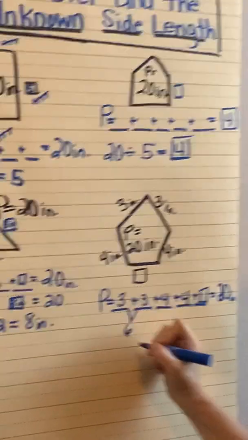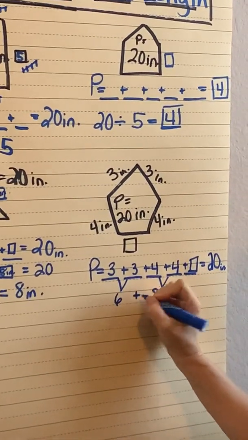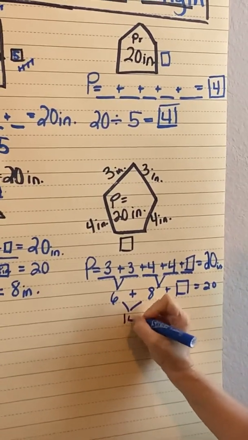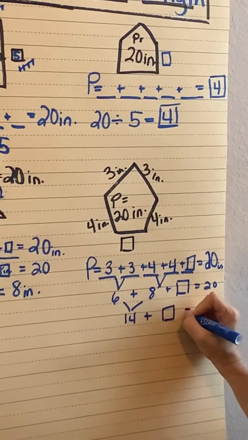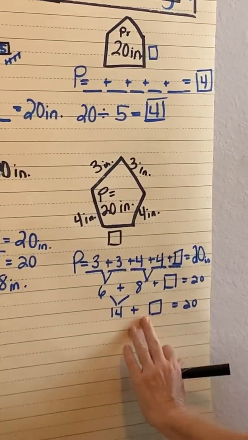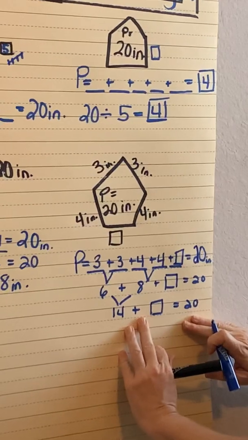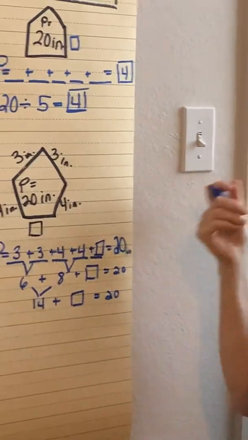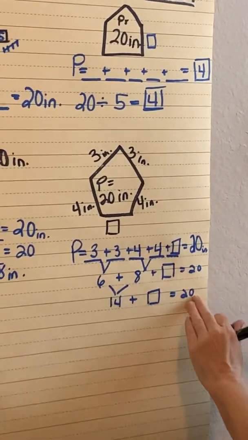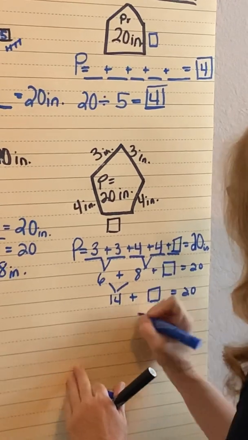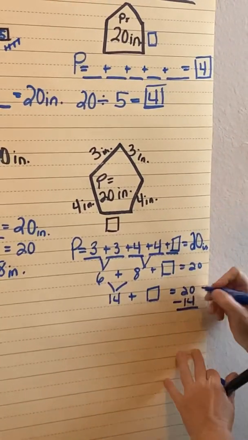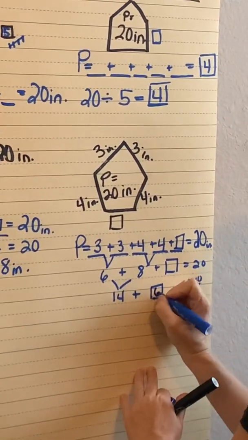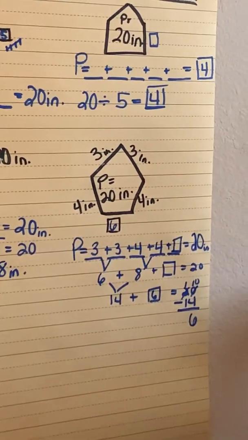3 plus 3, we know that's 6. 4 plus 4 is 8. 6 plus 8 plus unknown equals 20. Break it down farther. 14 plus unknown equals 20. I need this side to match this side, so I can just count up. 14, 15, 16, 17, 18, 19, 20. Yep. That is the same as finding the difference. 20 minus 14. Take away our 14 right here. We need to unbundle. Make this a 10. 10 minus 4 equals 6. My unknown side length is 6 inches.